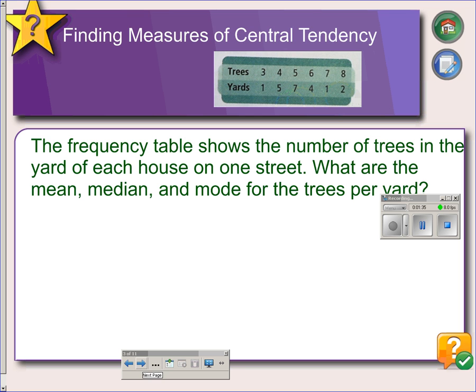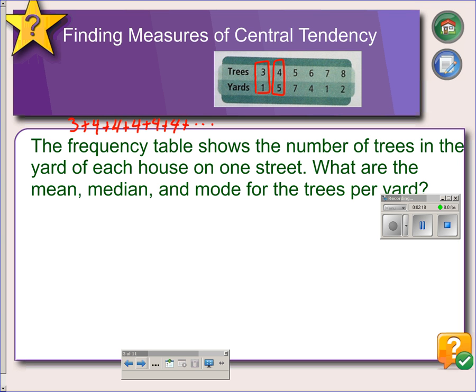We want to find the average number of trees per yard on a particular street. So this table shows the number of trees in the yard of each house on one street. What are the mean, median, and mode for the trees per yard? First thing you need to do is get familiar with the table here. What the table is showing us is that 1 yard has 3 trees. So if you were putting your numbers in order, you have 3 trees in 1 yard. Then we have 5 yards with 4 trees, so that means we have 4 trees 5 times.